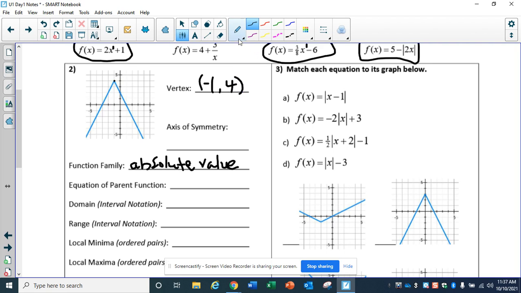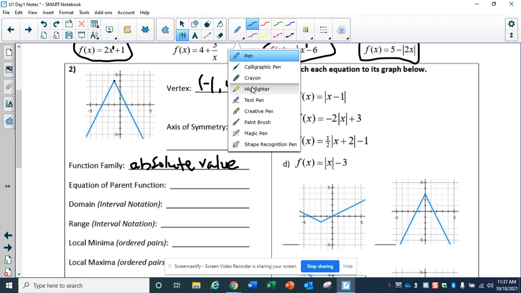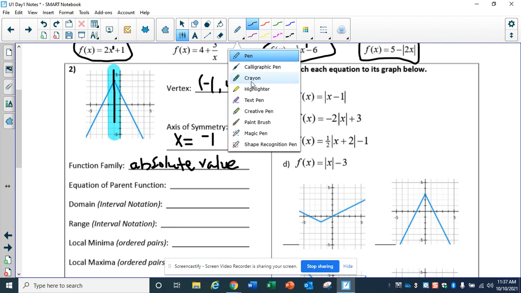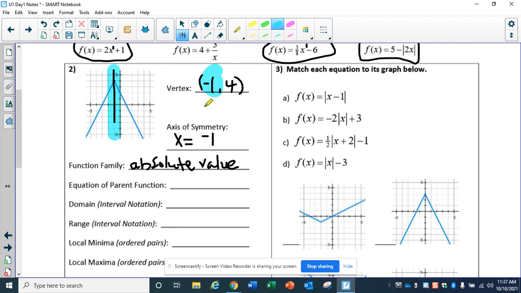The axis of symmetry is going to be a line that goes through the vertex. All right, and it's a vertical line so it's going to be x equals something. It goes through the vertex. So where does it cross the x-axis? Right here. So my axis of symmetry here is going to be x equals -1. And notice that is always related to the vertex. The x coordinate of the vertex is -1, so my axis of symmetry is x equals -1.